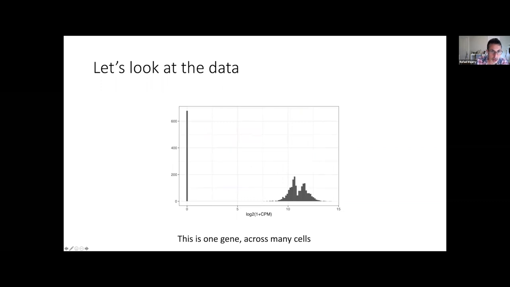So let's look at the data from the raw data. Forget those PC plots. Let's just go back to the original data. And this looks a lot like it could be a missing data problem, but you're gonna see why it isn't in a second. So this is a histogram of the counts for one gene.